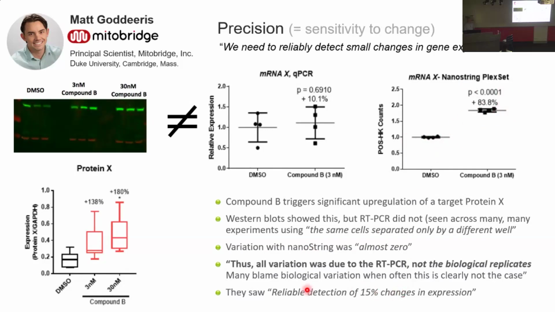In fact, they could find, this is where I say the precision is unparalleled, right? 15% changes in expression. And that's really the spec for nanoString, which is 8 times better than the PCR, because the PCR, it's doubling at every cycle. So 100% change is what you're looking at there. And this is one of their points here. Thus, all variation was due to the RT-PCR, not biological replicates. Many people blame biological variation when often this is clearly not the case.